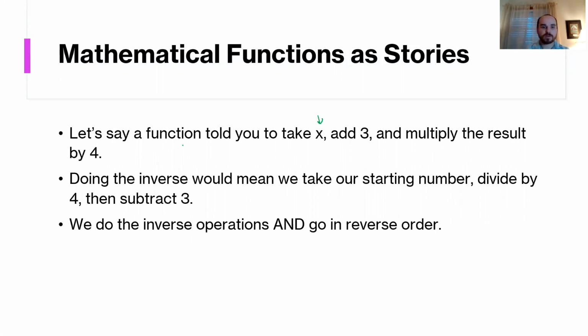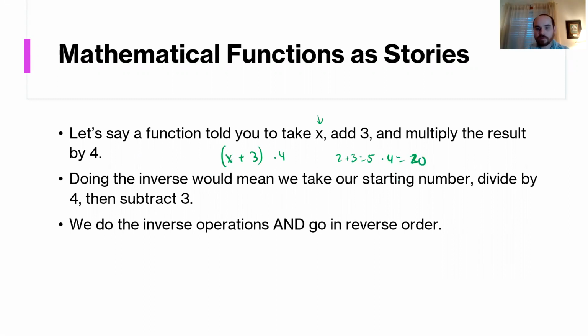Now, we can also show that this is what you have to do mathematically. If we look at this, we have x plus 3, and then we multiply the result by 4. In order to show this mathematically, we have to put this in parentheses. Now, let's say x equals 2. So we're going to do 2 plus 3, which equals 5, and then we're going to multiply the result by 4. That gives us 20.